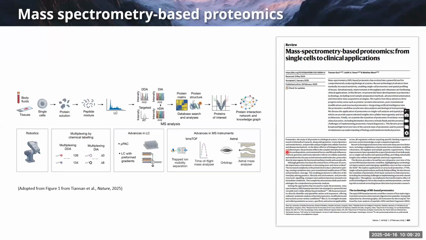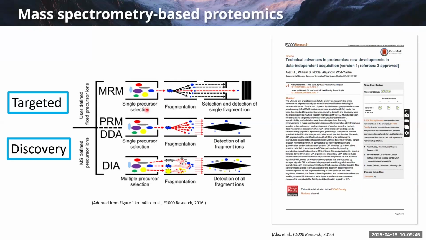Okay, so now let's start from the basic idea: mass spectrometry-based proteomics. This is a recent review from Professor Mann. Here we notice that for proteomics, we usually have different types of acquisition: DDA, DIA, or the targeted method. So why do we need this kind of method?